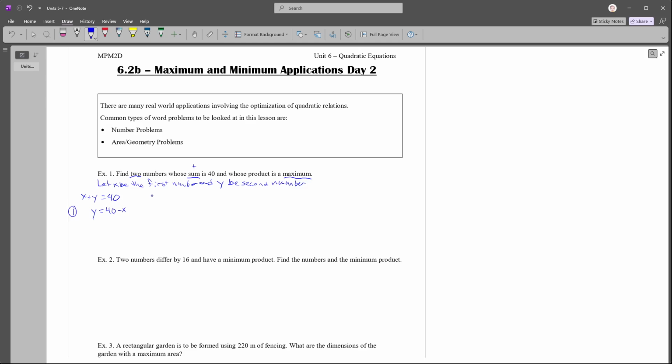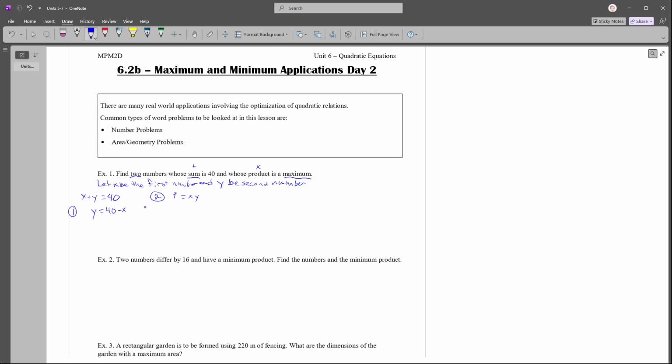Now let's see what other equation we can come up with. We have a product is a maximum. That's not super helpful. We know it's a maximum, but we have no idea what its value is. At least with the sum, we were given the value. Here, we just know they're a product. So let's write P for product. And we know what product means. Product means multiplication. So our product is just x times y. I can't really do much with that. However, if you look just to the left here, we actually have a value for y, 40 minus x.